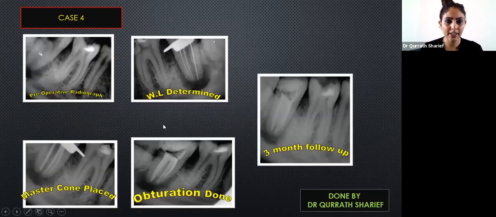Again, it's a C-shaped canal. So this is the working length, master cone, obturation. If you see here, there is a periapical lesion and interdentally there is some amount of bone loss here. See the 3-month follow-up. The lesion has healed and slight hazy bone is formed in the interdental area.